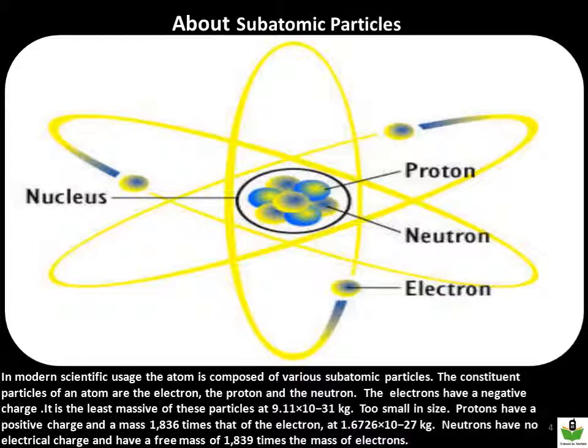The electrons have a negative charge. It is the least massive of these particles at 9.11 times 10 to the minus 31 kilogram, too small in size. Protons have a positive charge and a mass 1,836 times that of the electron, at 1.6726 times 10 to the minus 27 kilogram. Neutrons have no electrical charge and have a free mass of 1,839 times the mass of electrons.